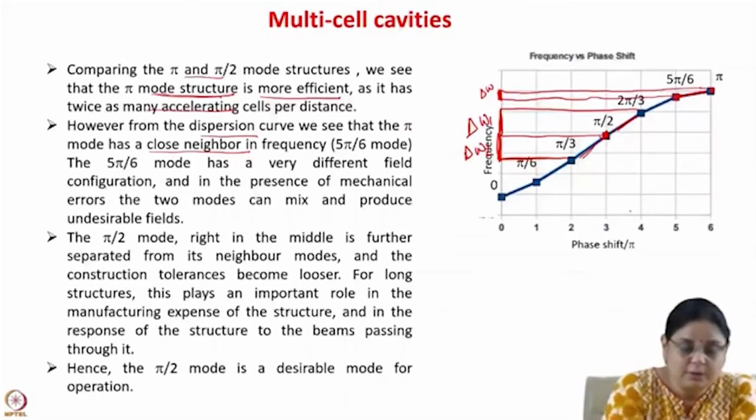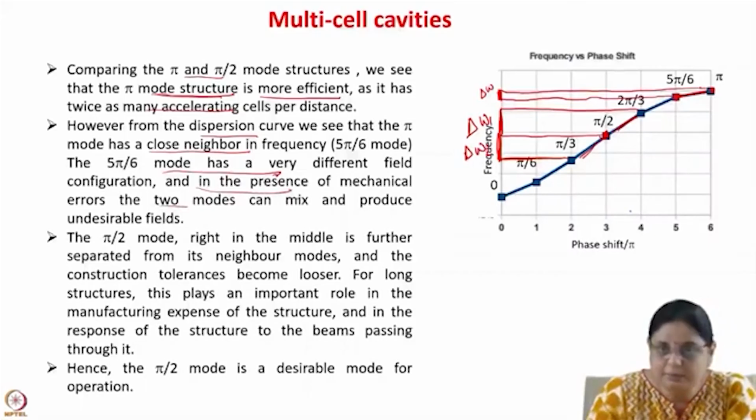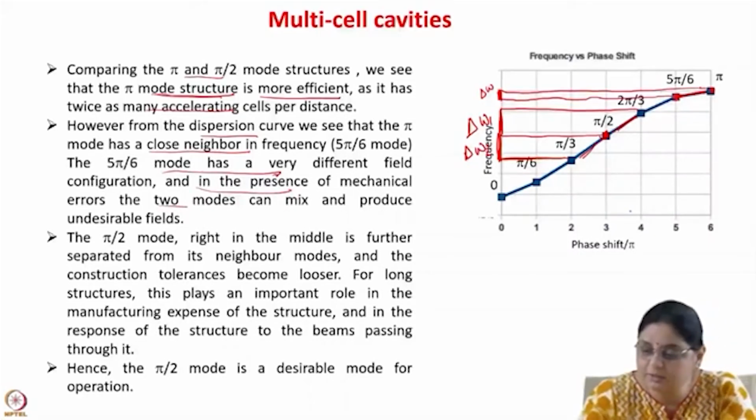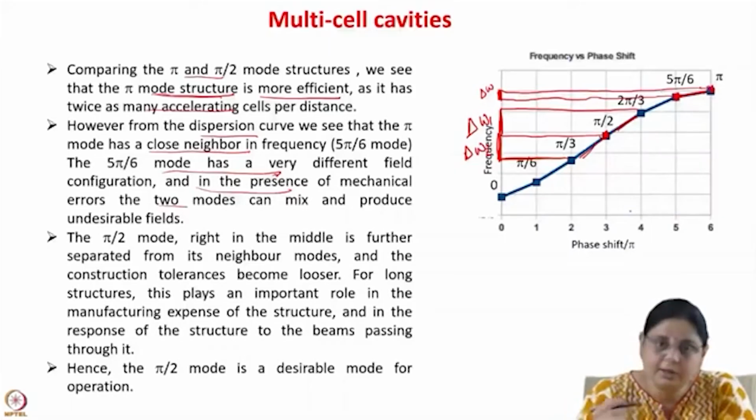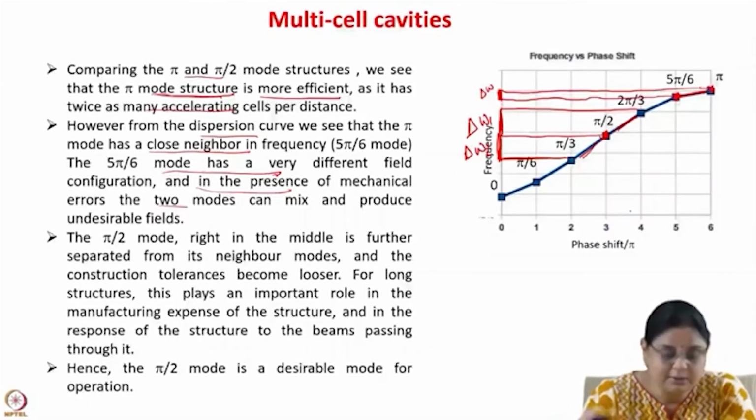Okay, so you see that the 5 pi by 6 mode has a very different field configuration, and in the presence of mechanical errors, the two modes can mix and produce undesirable results. So this will mix with this and it will produce undesirable results.